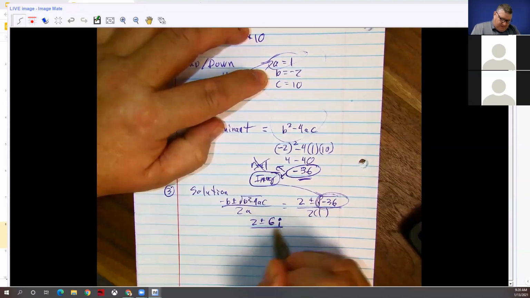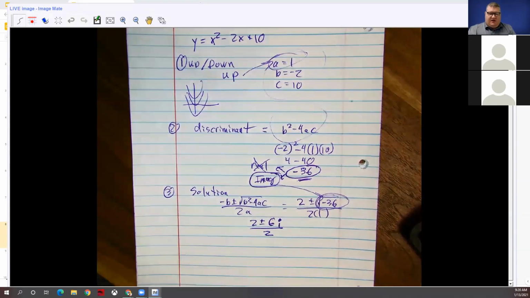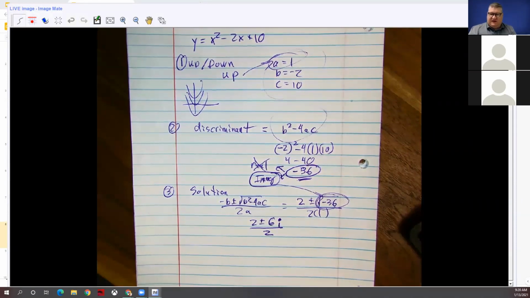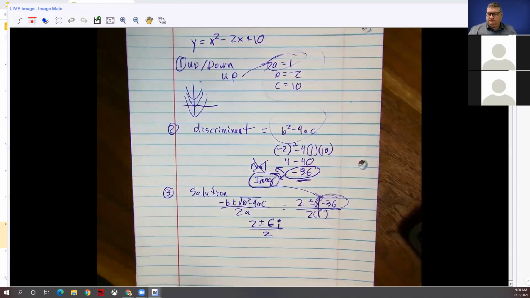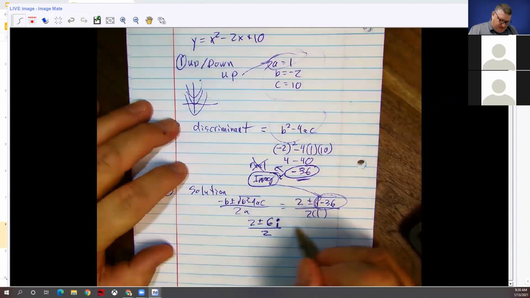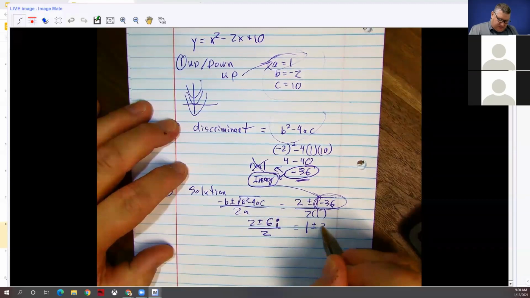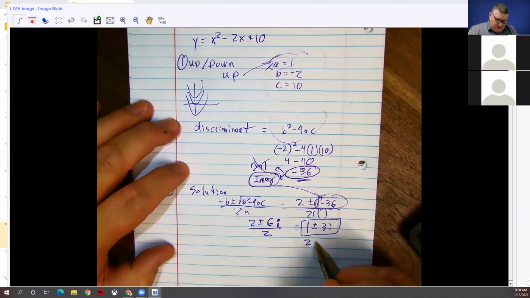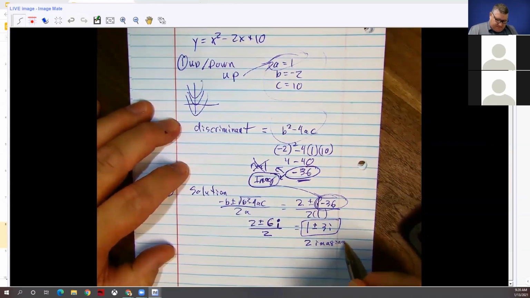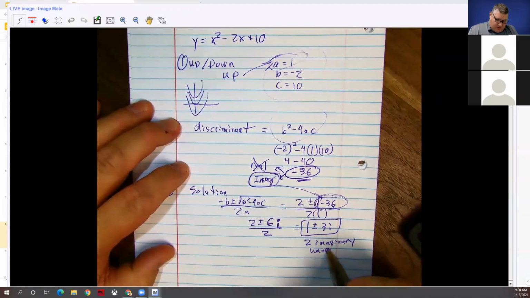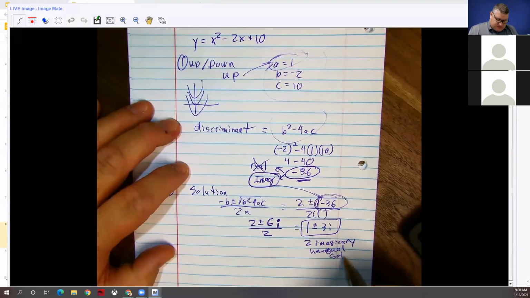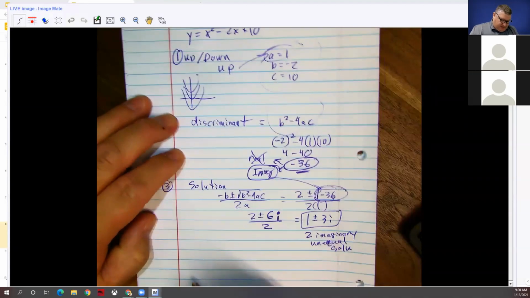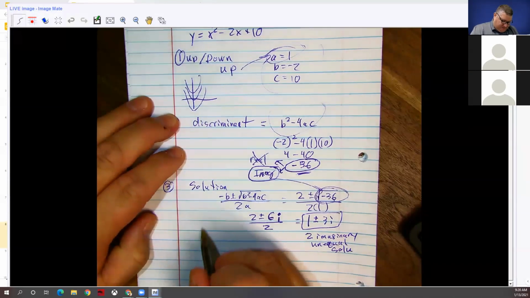So I got 2 plus or minus 6i all over 2. By the way, why wouldn't Delta Math take 2 plus or minus 6i over 2 as the solutions? What do I need to do? Simplify, very good. So I got 1 plus or minus 3i. That means I have 2 imaginary unequal solutions. Now let's attempt to graph those fellas.